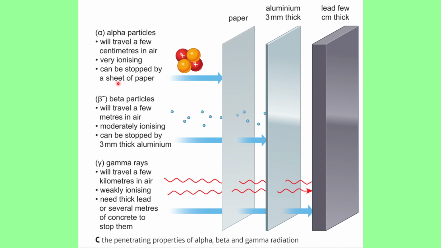Beta particles, once again, are in the middle. They're not as ionizing as alpha, but they're more ionizing than gamma, so they can pass through paper, but they're stopped by either a few meters of air or by about 3 millimeter thick aluminium. Now gamma, being the least ionizing, can travel a long way through materials before being stopped. So they'll travel a few kilometers in air, and they need thick lead or several meters of concrete to stop them. So it's very, very hard to stop gamma getting out from where the source is. It requires a lot of shielding.